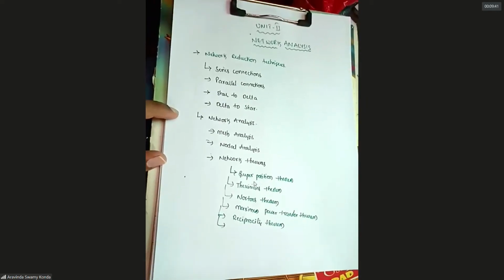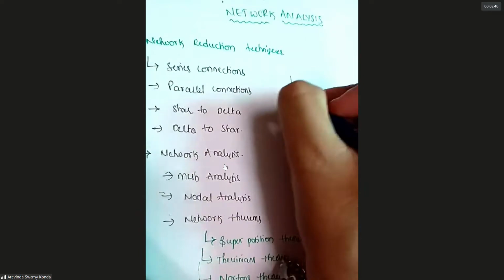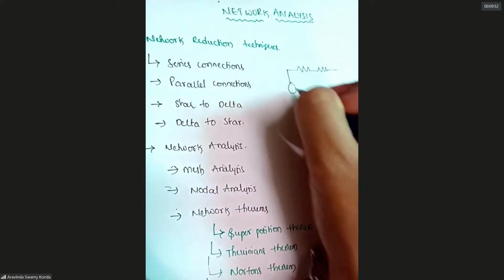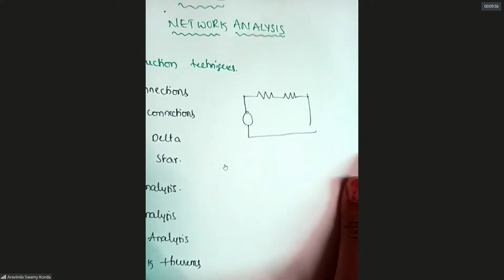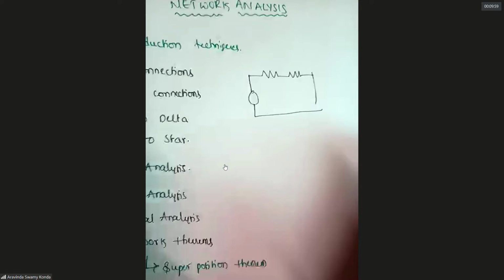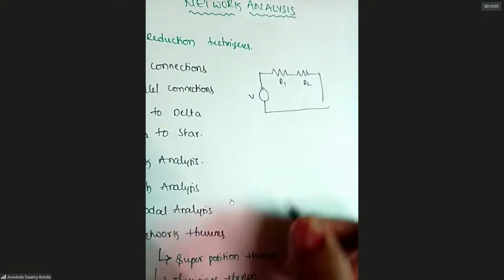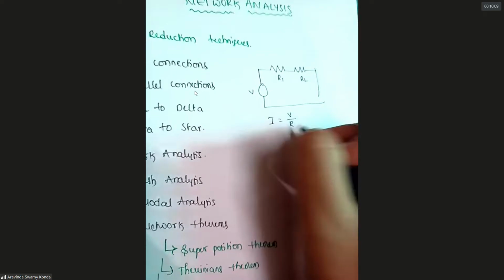What is the use of network reduction techniques? Suppose, take an example. You have taken a series circuit. This is a basic small series circuit with R1 and R2 and some voltage. Then the response of the circuit we can easily say: I equals V by R.